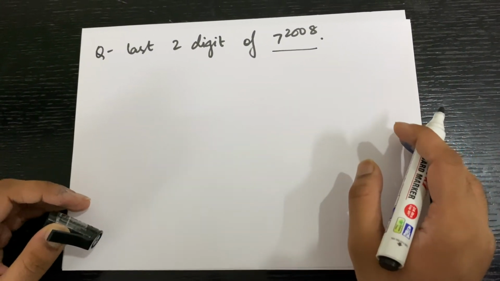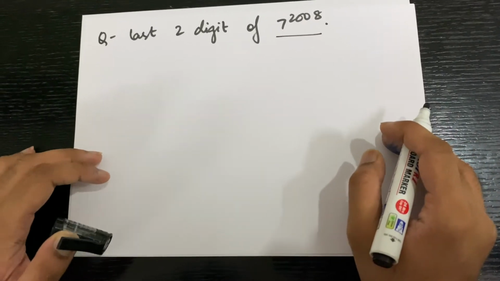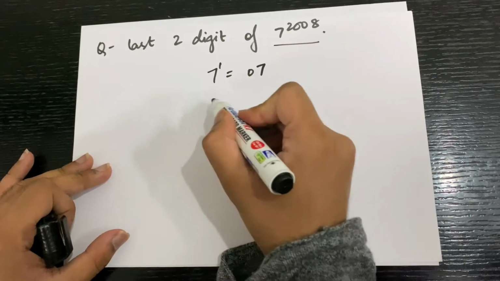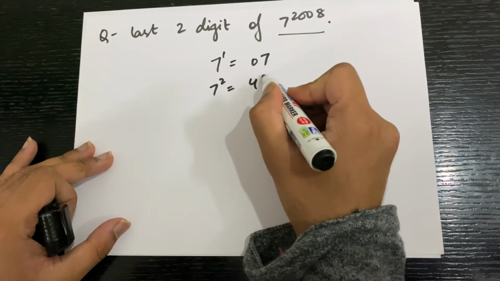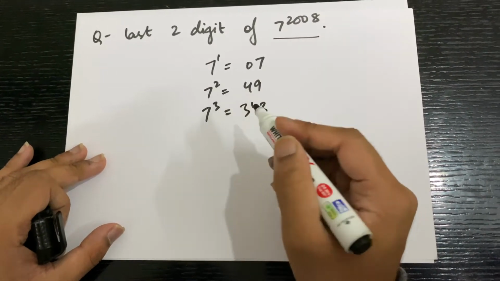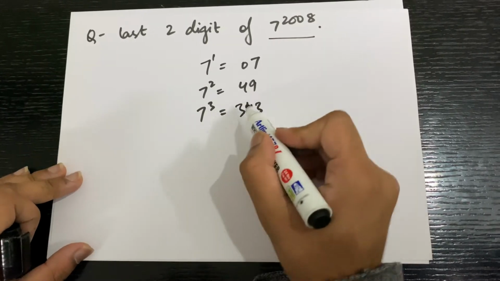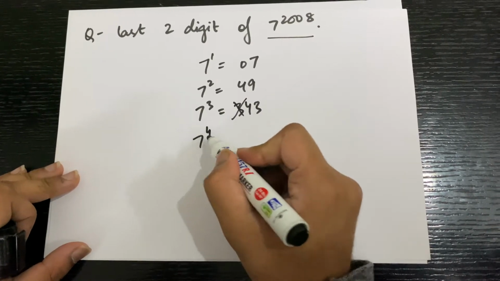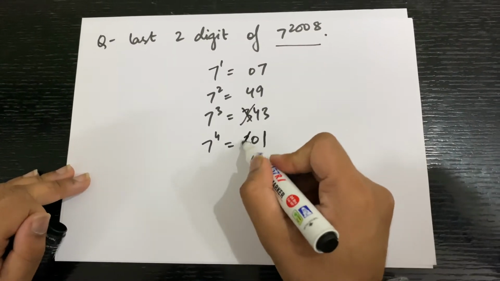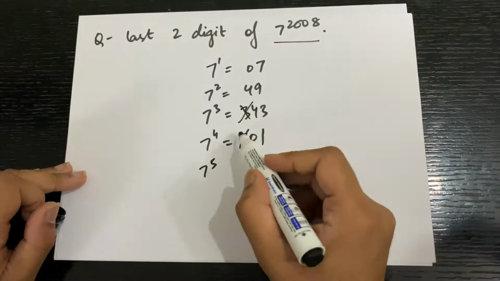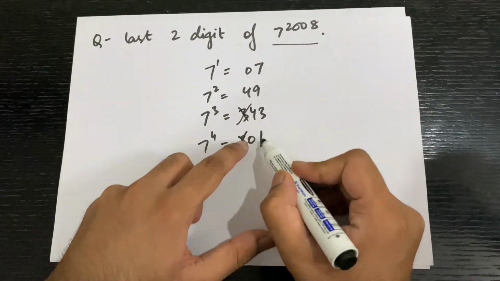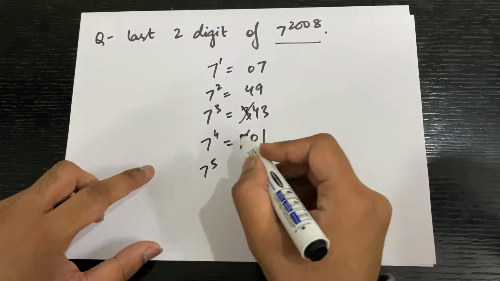But actually, if you start observing very simple patterns, for example here, 7 ki power 1 is 07, 7 ki power 2 is 49, 7 ki power cube is 343. Now we are only concerned with the last two digits, so we can practically cut this. 7 ki power 4 is 7 times 43, 280 plus 21, 301. So we can cut this. 7 ki power 5. Why are we cutting this? Because with any further multiplication, the last two digits are only affected by these two digits. So we don't care what this digit is.